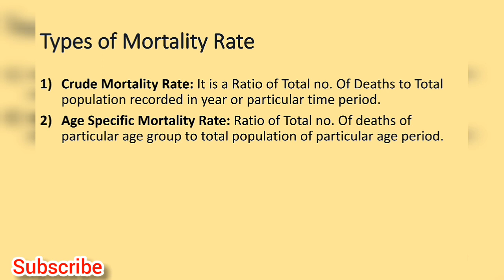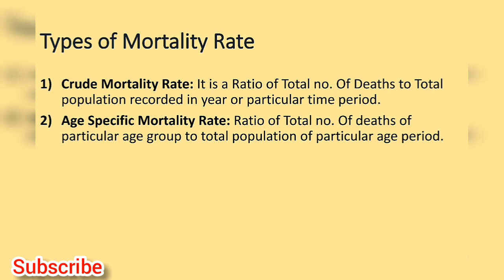Now the second thing, age specific mortality rate. One thing you have to be clear about is that crude mortality rate is a sum of all the deaths, whether related to a particular age group, infant category, maternal, everything we have to add, and we have to divide it by average population or total population, multiplied by 1000 or 100.